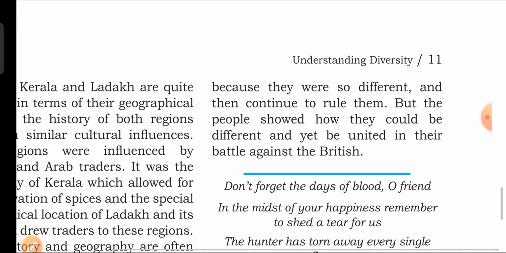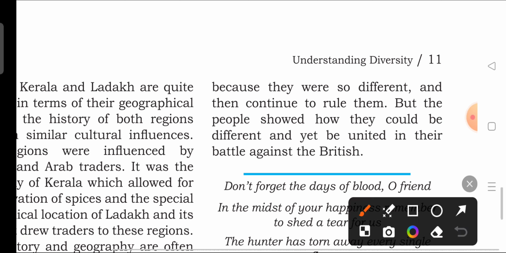But afterwards, the Indian people realized that if they united together, they would be able to throw this British rule out of the country. So they united, and what happened? The result is history, isn't it? We all know that we are free now. The people showed how they could be different and yet be united in their battle against the British. The people of India proved that despite their different characteristics, different cultures, practices, religions, communities, and different thinking also, they united together and battled against the British.